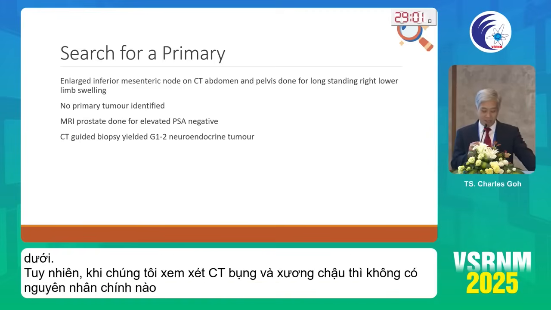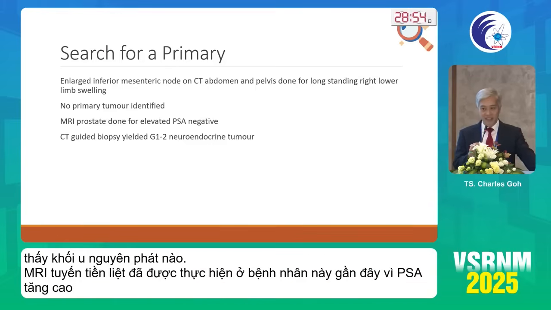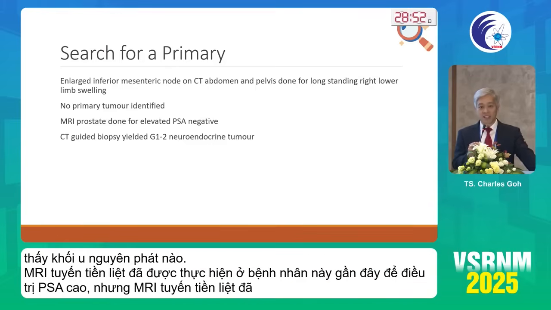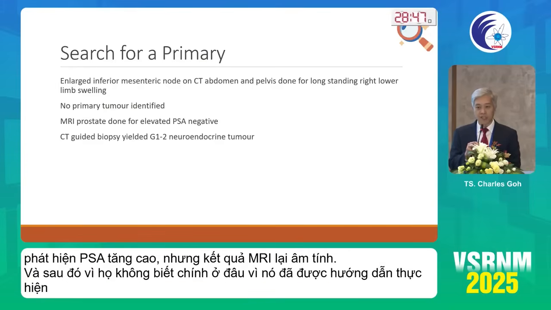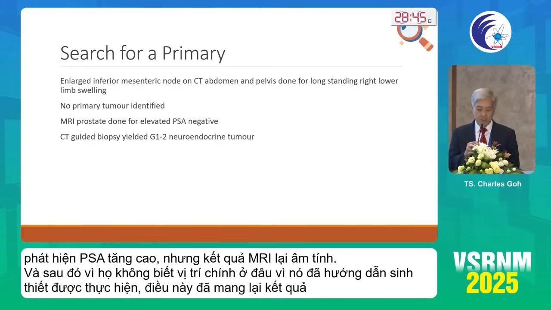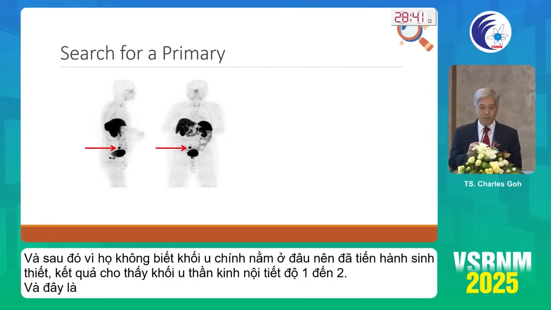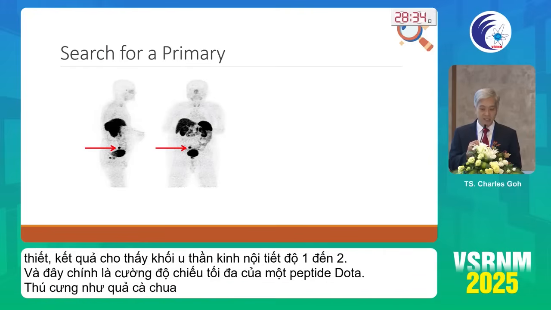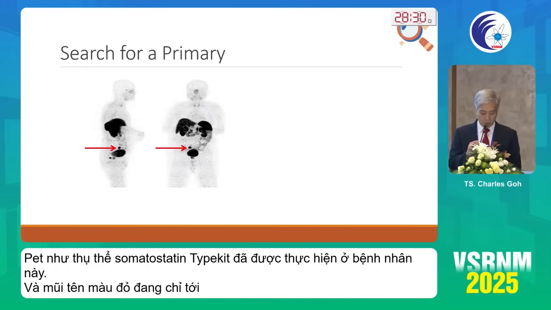MRI prostate happened to be done in this patient as well quite recently for elevated PSA, but the MRI prostate was negative. And subsequently, because they didn't know where the primary was, a CT-guided biopsy was done, which yielded a grade 1 to 2 neuroendocrine tumor. And so this is the maximum intensity projection of a DOTA peptide PET-CT, a somatostatin receptor PET-CT that was done in this patient. And the red arrow is pointing towards the inferior mesenteric node, which was identified.